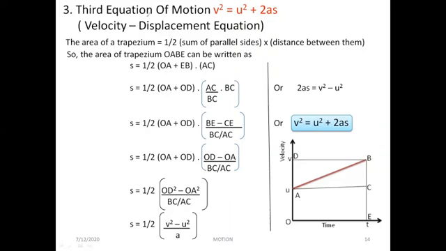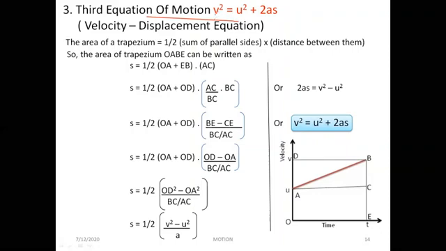Here we have the third equation of motion, that is V square is equal to U square plus 2AS. It is also known as displacement, velocity displacement equation. So we have to find the area to find out the displacement, ठीक है. Area under the slope, we have to find the area under the slope for finding the displacement done by the body. So here we have a trapezium OABE.